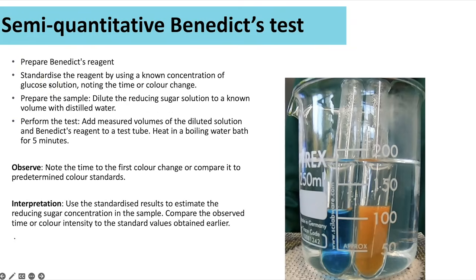Then we've got the semi-quantitative Benedict's test. So you'd prepare your Benedict's reagent, and you would then add this to a known concentration of glucose and note down the time it takes for that colour change to occur.